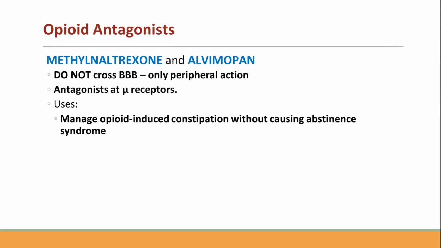Methylnaltrexone and alvimopan are special as they do not cross the blood-brain barrier, meaning they relieve opioid-induced constipation without reversing central analgesia. They are valuable in chronic pain patients who require long-term opioids but struggle with refractory constipation.